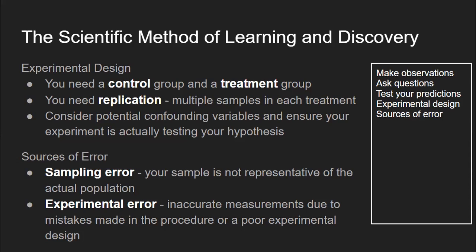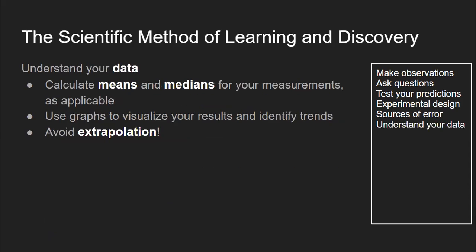That is experimental error. Okay, so far we've made some observations, asked some questions, formed hypotheses and made predictions with those questions, and then come up with an experiment to test those predictions. We took great care in our experimental design, making sure we had comparable groups with a control and a treatment, and that we replicated things to try to account for these possible sources of error. Then your experiment is done. You've collected all this data. You need to be able to understand your data.